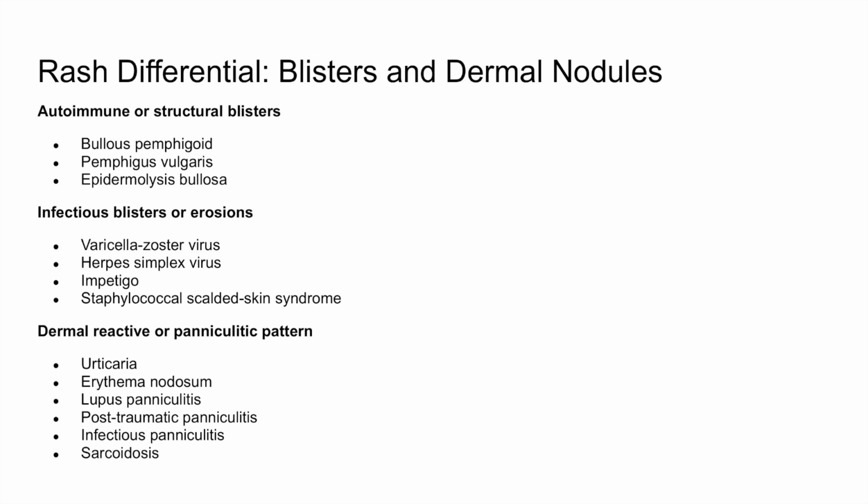Infectious causes include painful dermatomal vesicles from varicella zoster, grouped vesicles from herpes simplex, honey-crusted erosions from impetigo, and diffuse superficial sloughing in staph scalded skin syndrome.